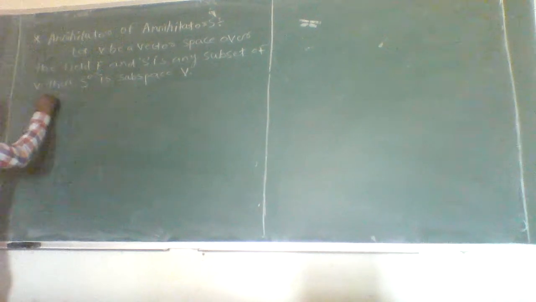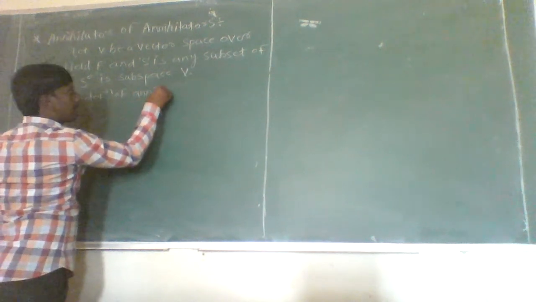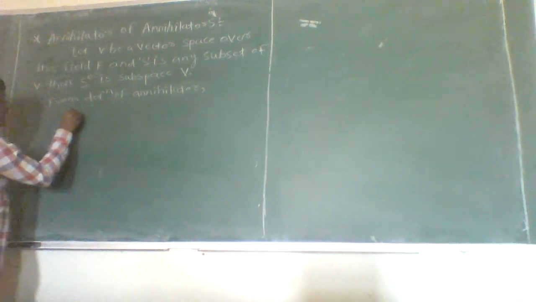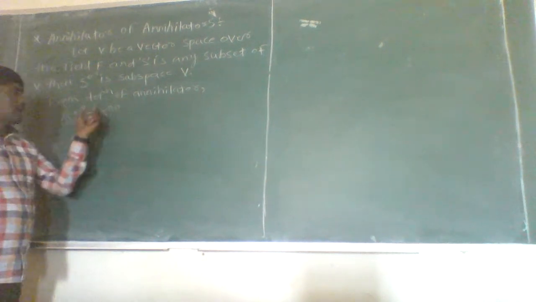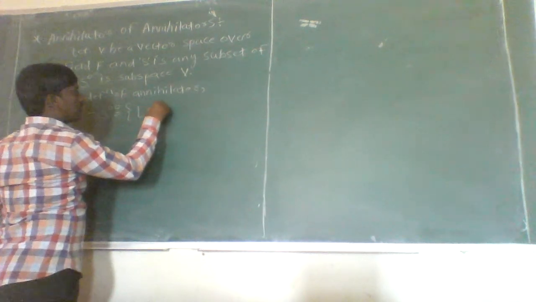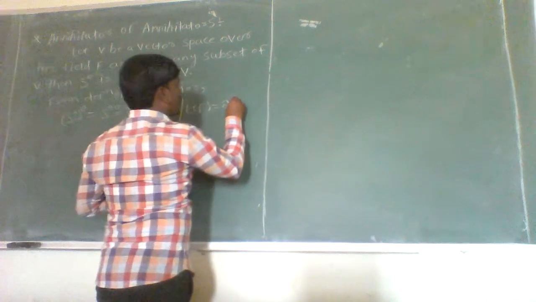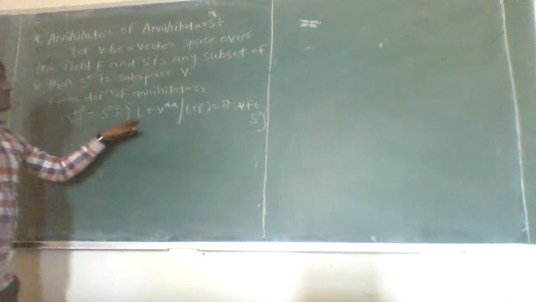Now, from the definition of annihilator, the annihilator of S annihilator, that is S to the power 2, the annihilator of an annihilator, is nothing but the set of all linear functionals L belonging to V double star such that L of f equals the zero functional for each f belonging to S annihilator. Here, the annihilator of an annihilator contains all those linear functionals belonging to V double star.